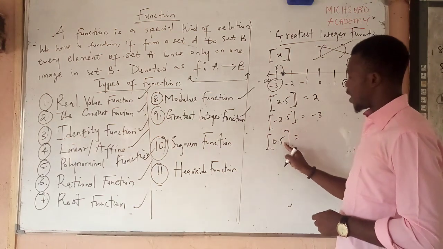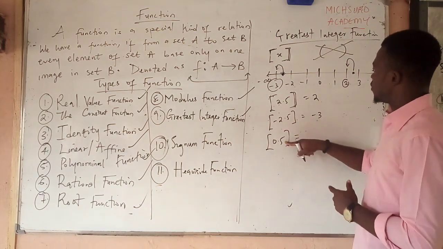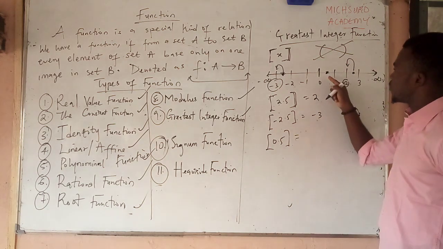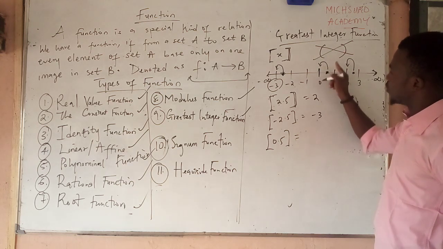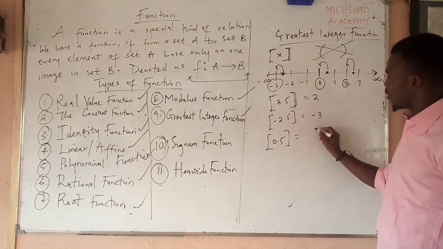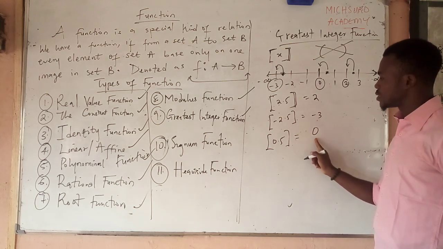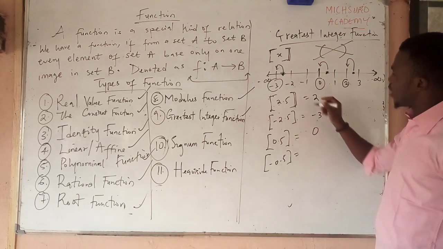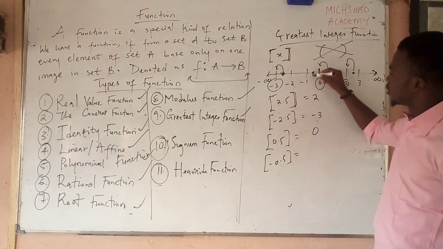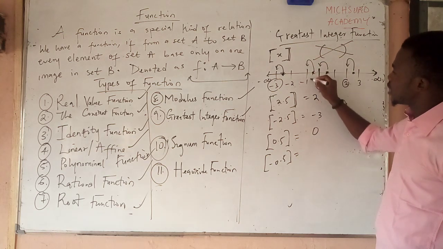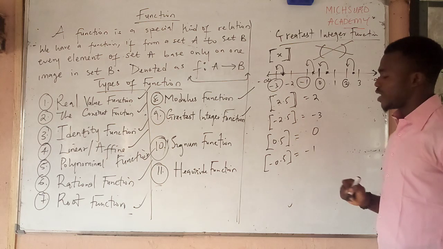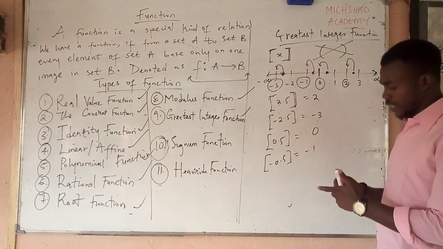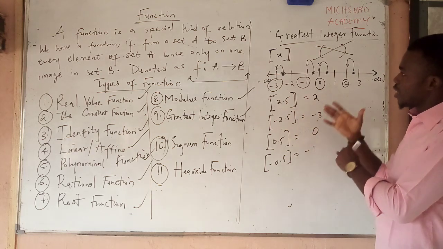You can get so many values using this technique. You want to get the greatest integer of 0.5. So 0.5 will be somewhere here. Then we move a step backward and we get 0. So our result will be 0 as the output. Now we are looking for minus 0.5. Minus 0.5 will be somewhere here. If we move a step backward to the closest integer, what we get is minus 1.